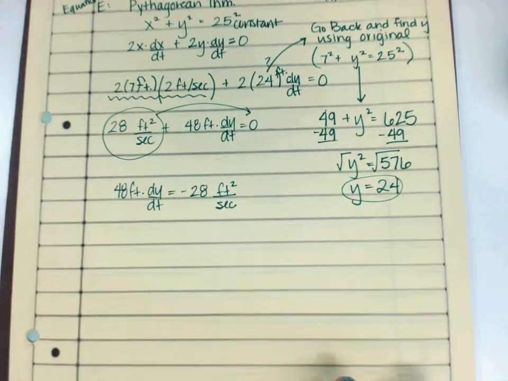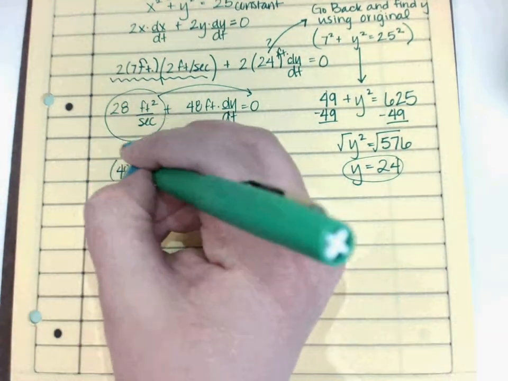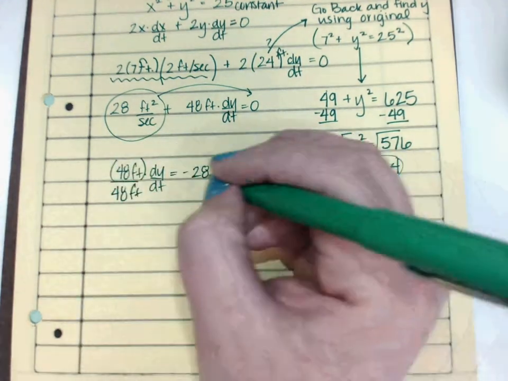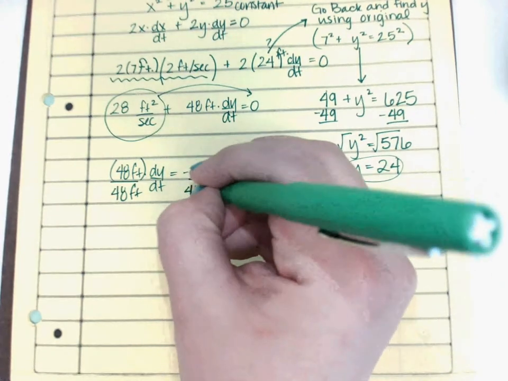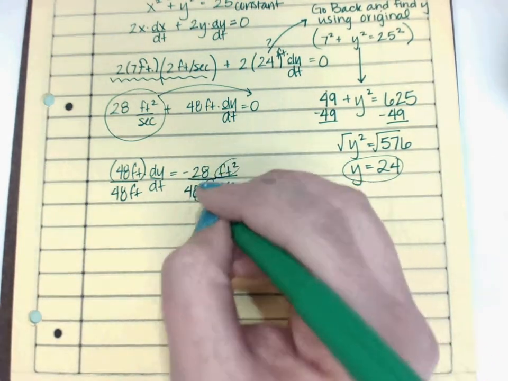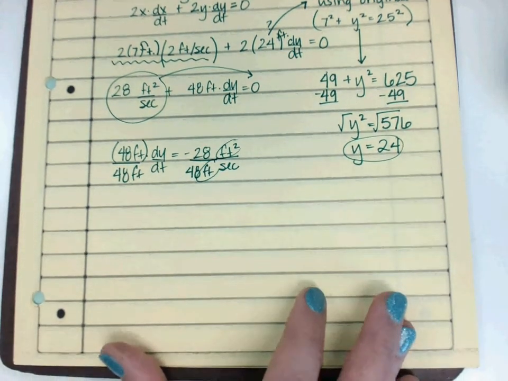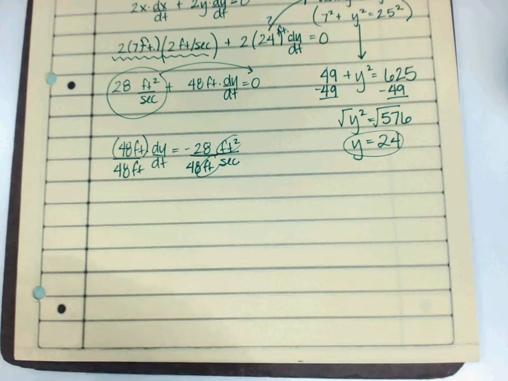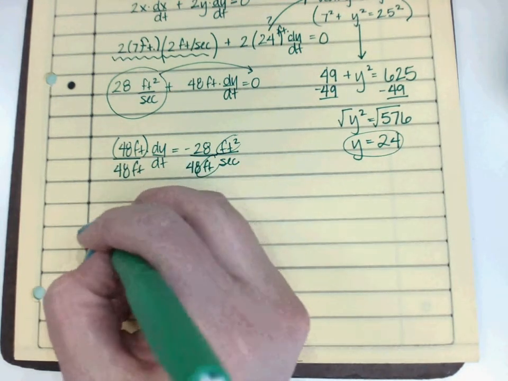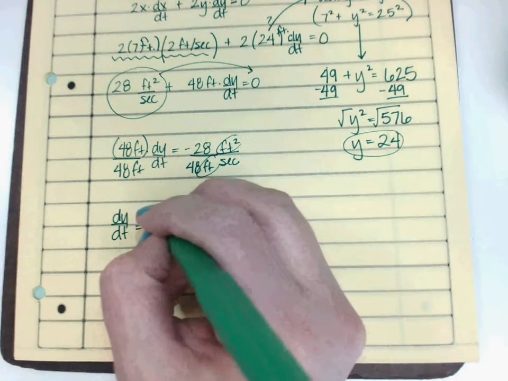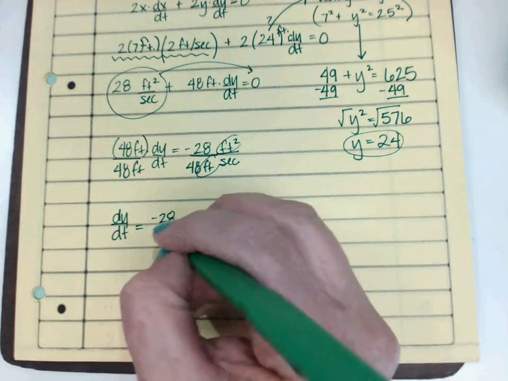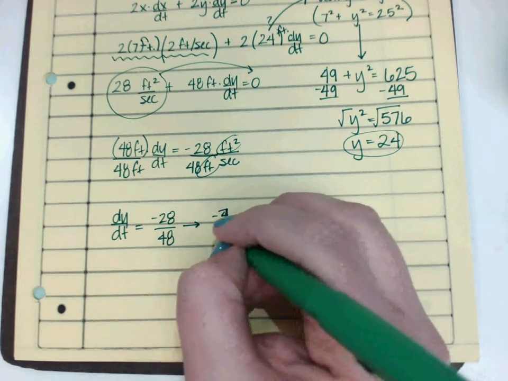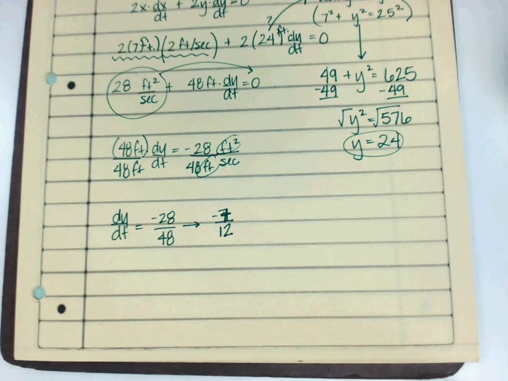What would be my last step to do with the 48 feet? Divide. And if I divide that by 48 feet, what's going to happen if I have feet squared and feet on the bottom? 2 of them are going to cancel. That'll leave me 1 left over where? On the top. So I'll have dy dt equals negative 28 over 48. You can reduce that to negative 7 over 12. Right? And then units would be feet per second.